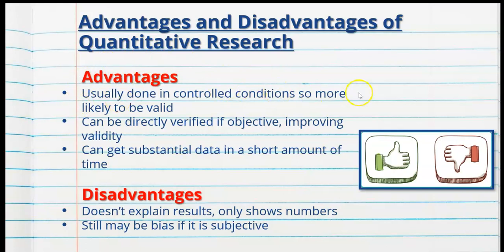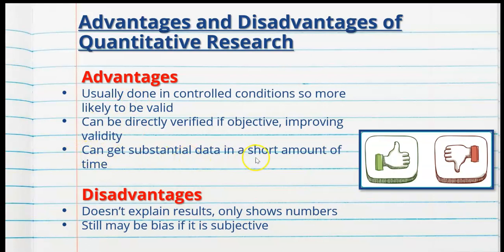Usually they're done in controlled conditions, so more likely to be valid. So when we get particularly objective quantitative data, they're done usually in an experimental design. So they're more likely to be valid, which means they're more likely to be accurate. Leading on from that, they can be directly verified if they're objective. So again, that improves validity. So we can be sure that the results have been measured as accurately as possible. And there's no opinion or bias involved.